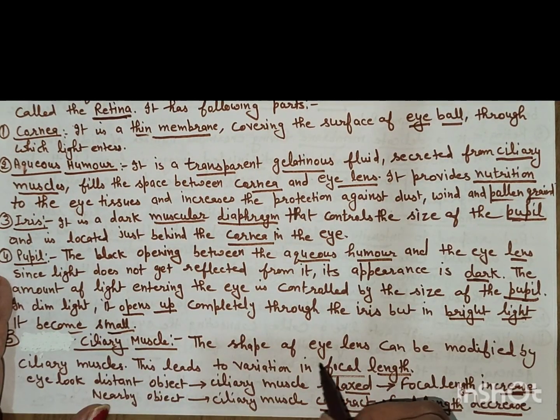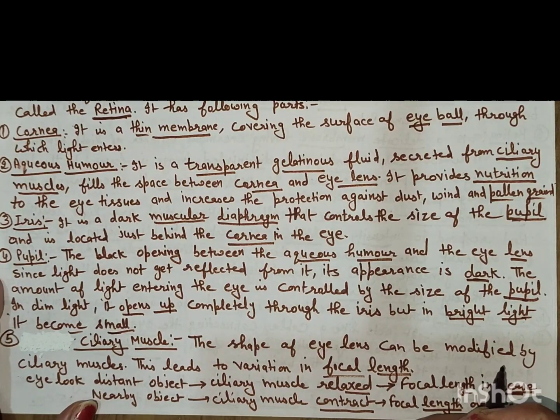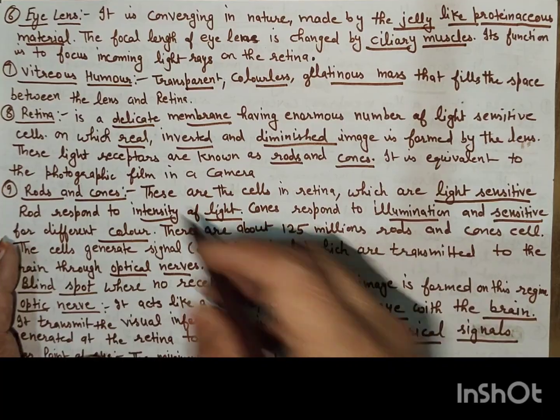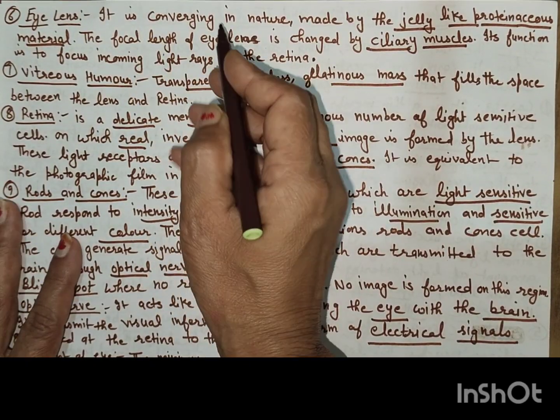Ciliary muscles. The shape of the eye lens can be modified by the ciliary muscles. This leads to variation in the focal length. When we look at a distant object, the ciliary muscles relax and the focal length of the eye lens increases. When the eye looks at a nearby object, the ciliary muscles contract and the focal length of the eye lens decreases.